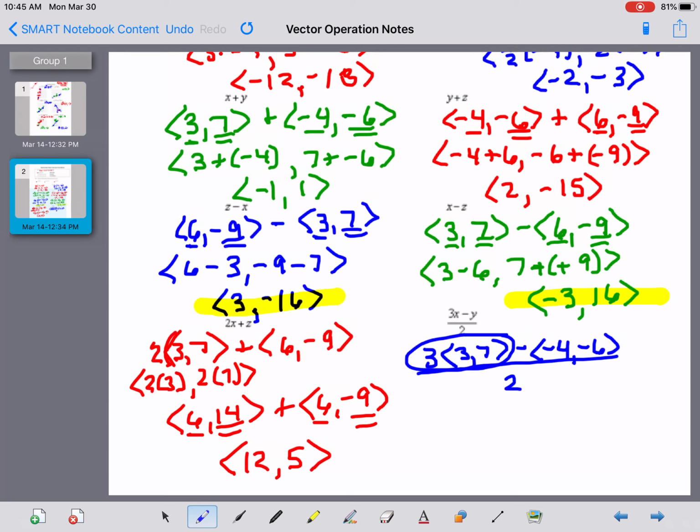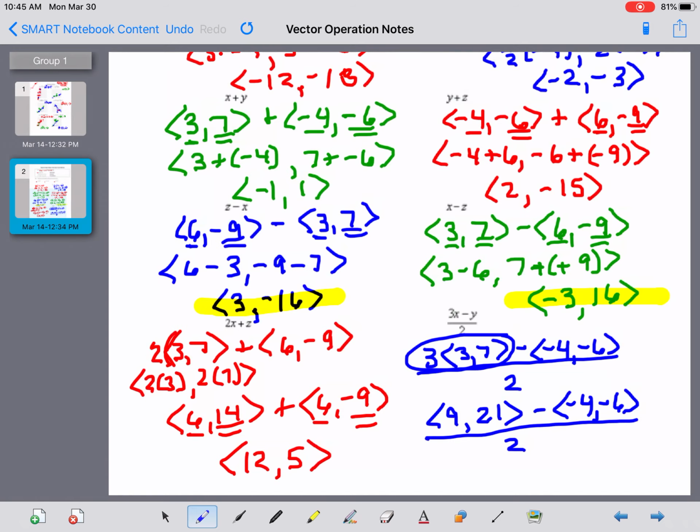I'm going to skip a little work again and just multiply here. 3 times 3 gives me 9. 3 times 7 gives me 21. I get a new resultant vector. And I set it up with my subtraction. And don't forget I have this big divide by 2. So across the top, I'm subtracting. Again, I'm not going to show it in my work, but kind of follow me here.